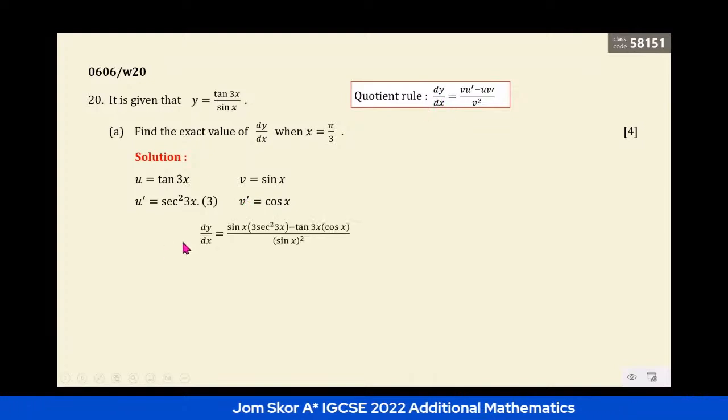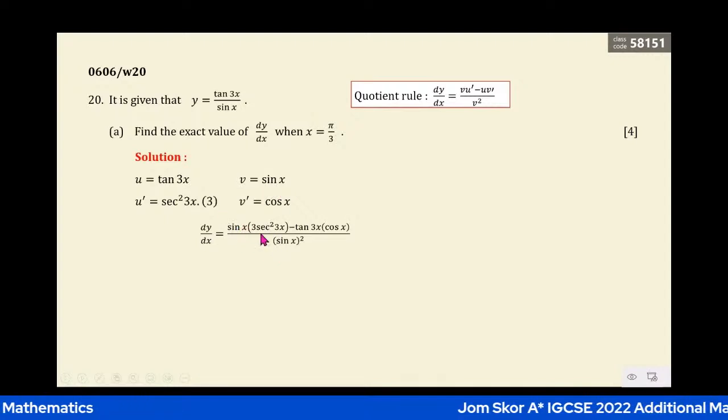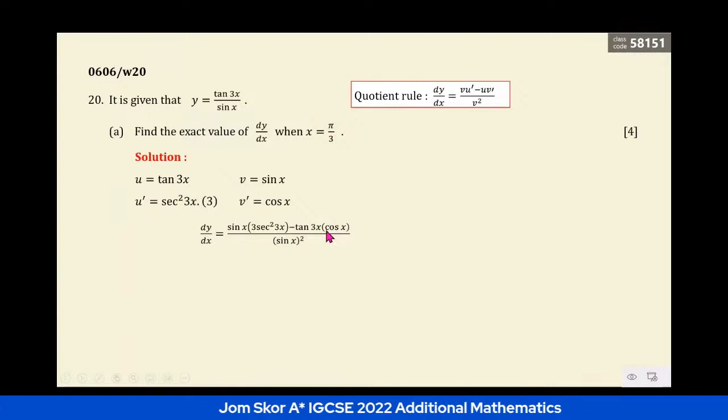Okay, masuk dalam quotient rule. So dy/dx is equal to, substitute je lah. Okay, so ikut je. Sin x, yang ini is 3 secant square 3x minus tangent 3x, times dengan cos x, over sin x square.